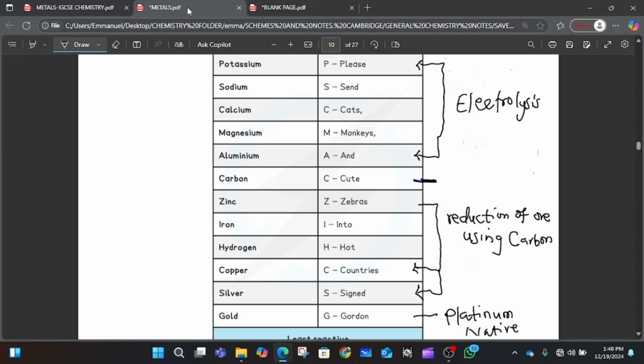Based on these two extraction methods, iron falls below carbon. It means that iron is less reactive than carbon, and so we can use carbon to reduce the iron ore in order to get iron. Talking about aluminium, aluminium is on top of carbon, so if you want to get aluminium from aluminium ore, you have to use electrolysis. So let's talk briefly about the extraction of iron using carbon to reduce the iron ore.